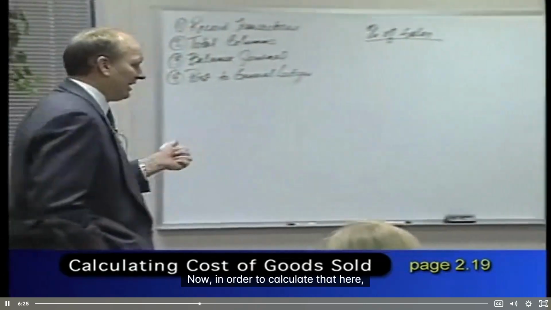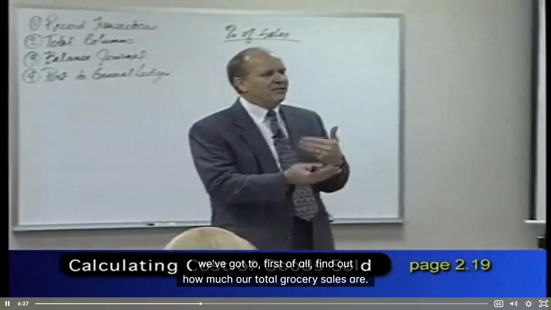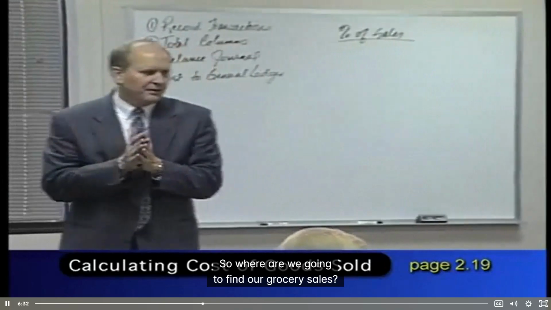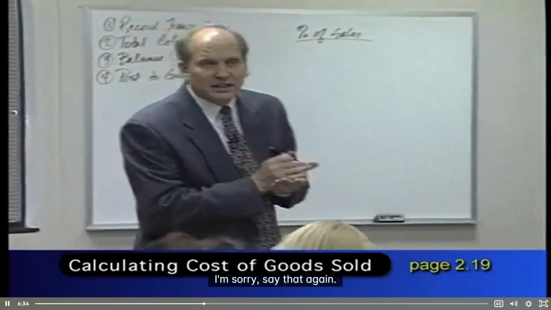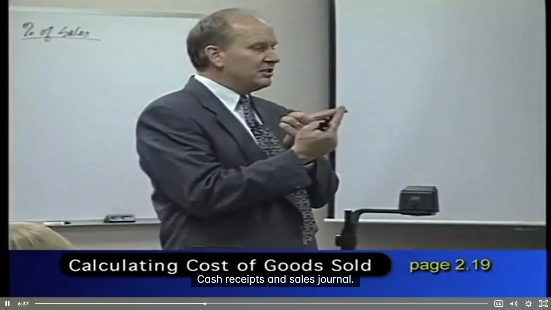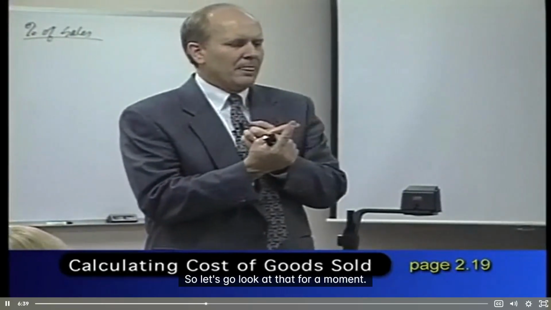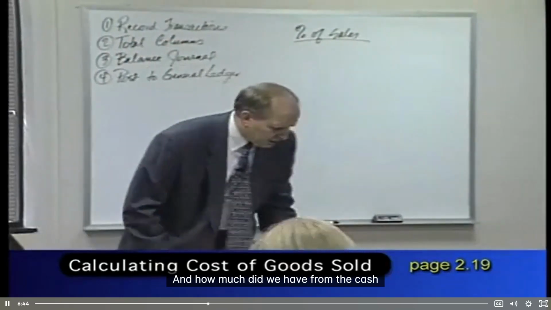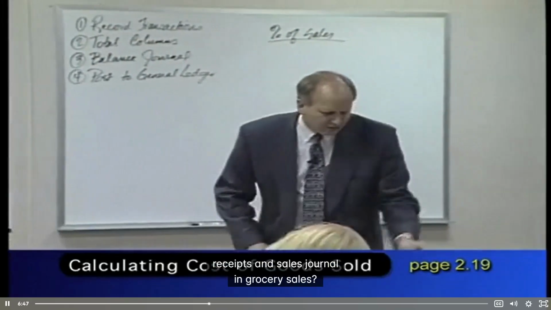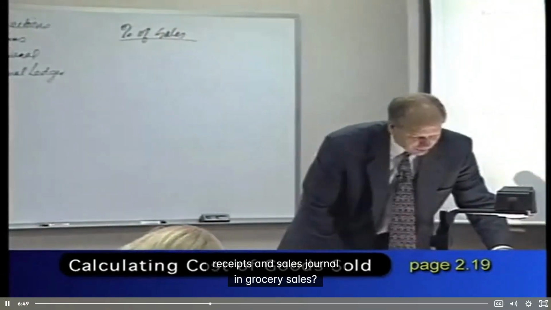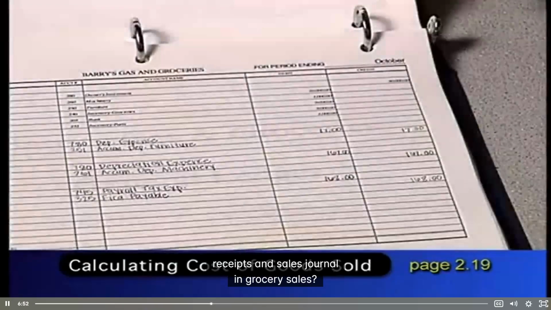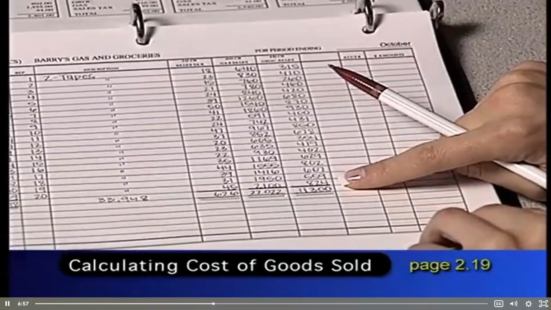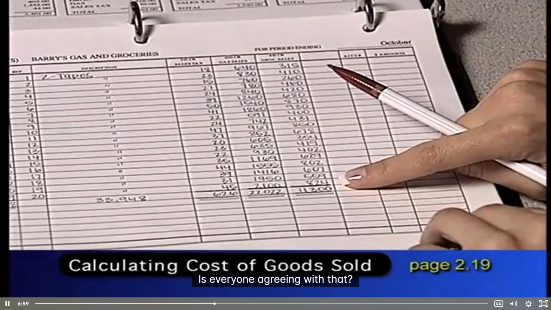Now, in order to calculate that here, we've got to, first of all, find out how much our total grocery sales are. So where are we going to find our grocery sales? Cash receipts and sales journal. So let's go look at that for a moment. And how much did we have from the cash receipts and sales journal in grocery sales? How much? 11,300, right? So is everyone agreeing with that?